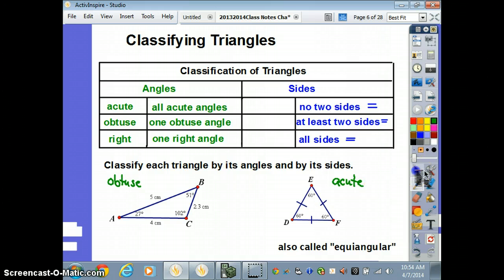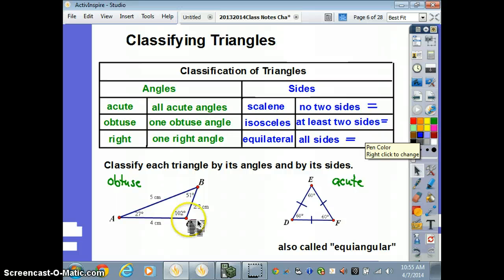All right, let's go back now and name it by its sides. When we have no two sides equal, we call that scalene, S-C-A-L-E-N-E. And when we have two sides congruent, we call that isosceles, I-S-O-S-C-E-L-E-S. And when we have all the sides equal, we call that equilateral, E-Q-U-I-L-A-T-E-R-A-L.